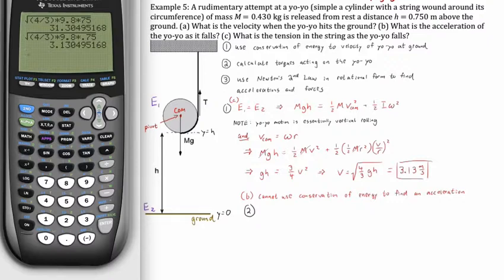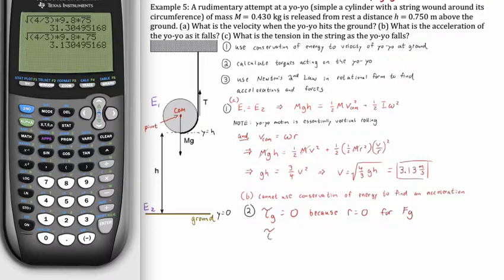Okay? So when we look at that, we can see right away that the gravitational force is not going to create a torque. So τg equals 0 because r equals 0 for the gravitational force. Okay? So no torque caused by gravity. So the only torque is caused by tension.